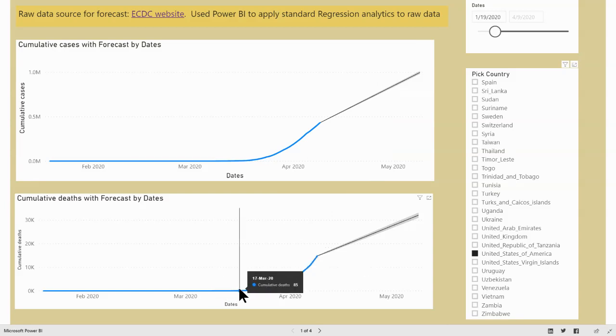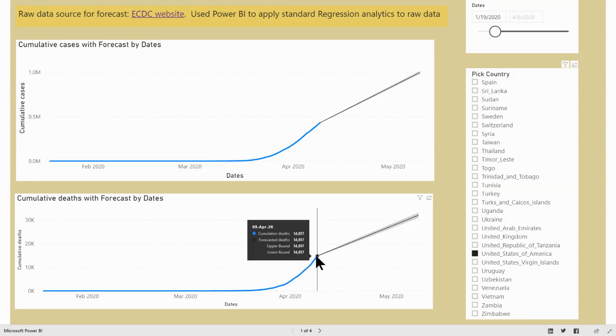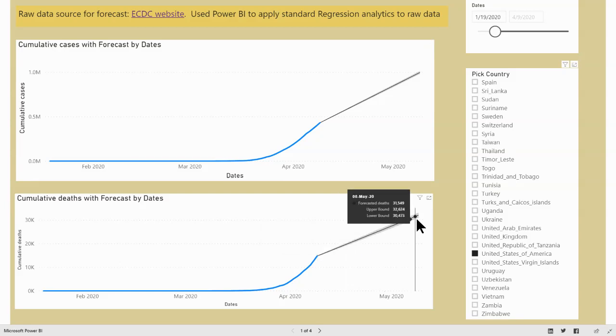Similarly, you would see the case with deaths. In terms of the number of deaths in the US, it actually reached something like 14,817 up to yesterday, and that is projected to go up to about 27,000 by the end of April, thereabouts.